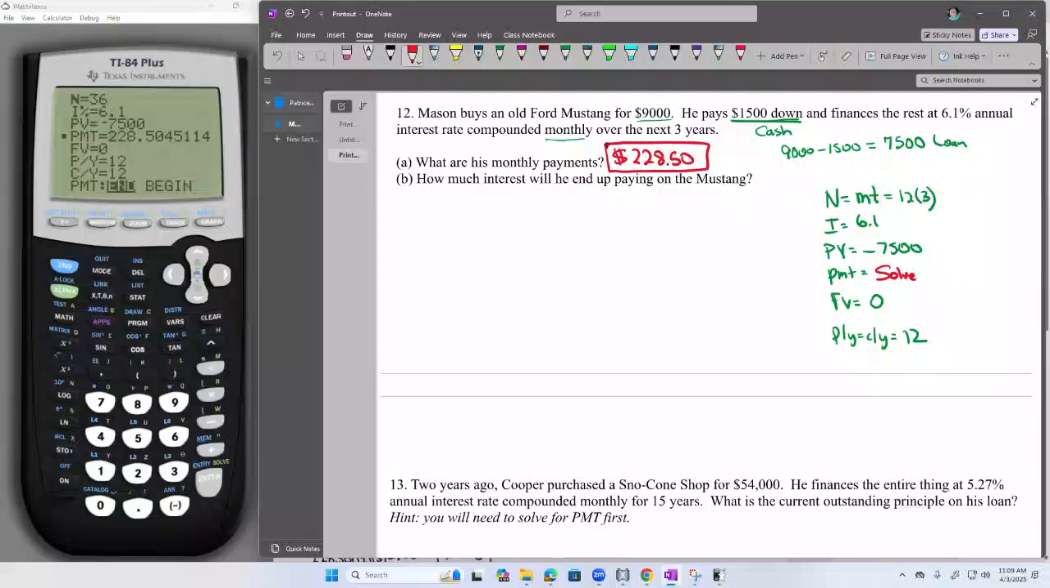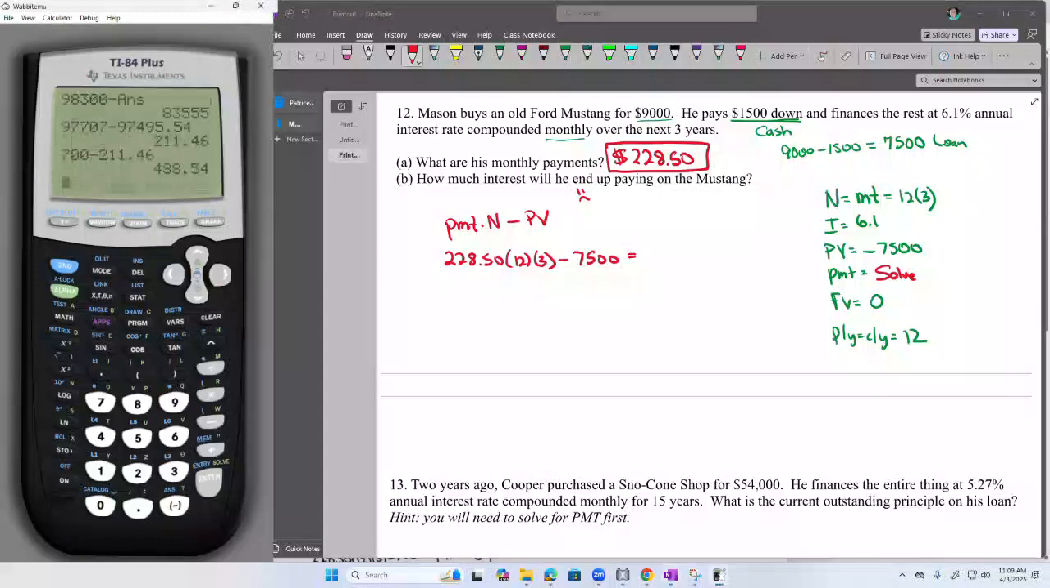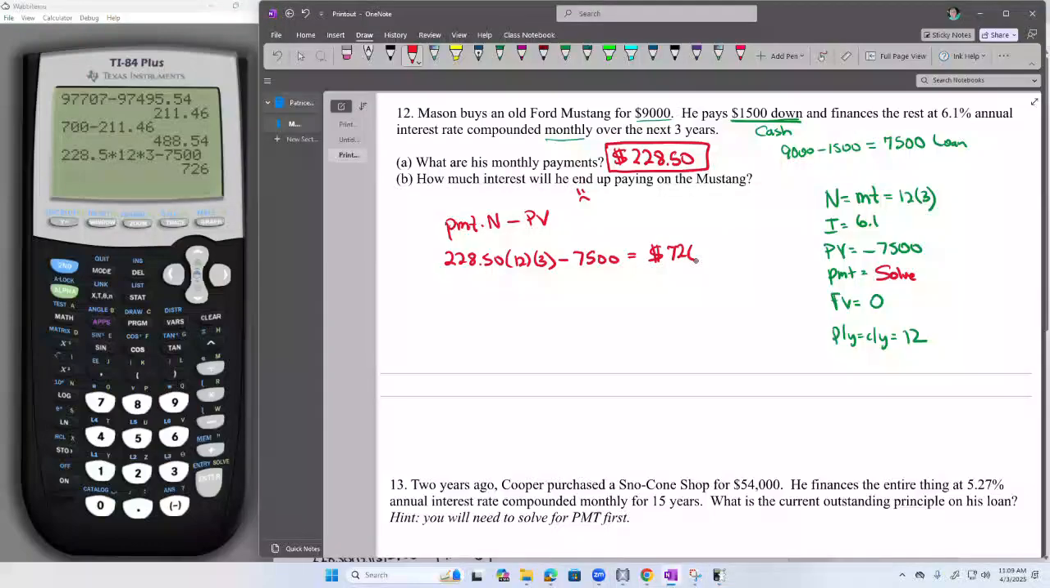Then it says how much interest will he end up paying. So that's bad interest. That means you're going to pay back a whole lot more than you borrowed. So it's going to be what he pays times the number of times he paid it minus what he borrowed. So he paid $228.50 every month for 3 years minus the $7,500 that he borrowed. So 228.5 times 12 times 3 minus 7,500. So he's going to pay $726 interest. Is that what you're about?